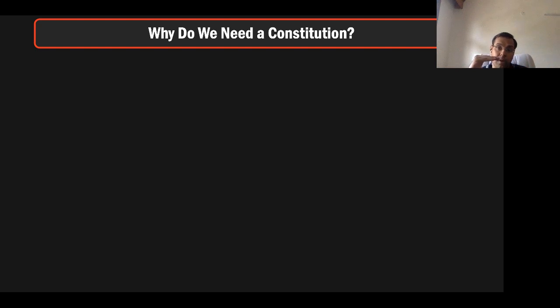We need a document to govern the country. We don't need 1, 2, 4, 5, 20, 40 individuals to govern the country. All of those people are appointed. Why? Because there is a constitution which has been enacted.